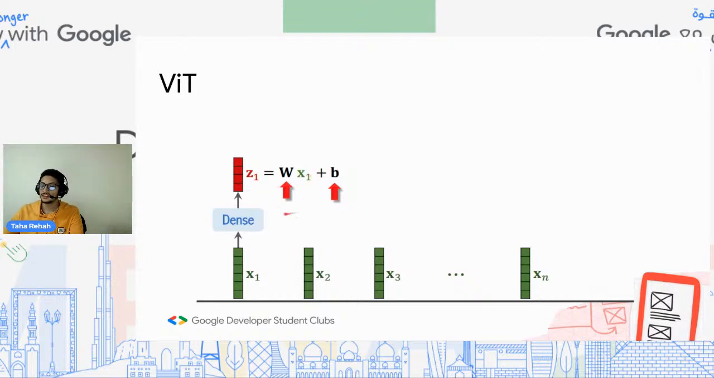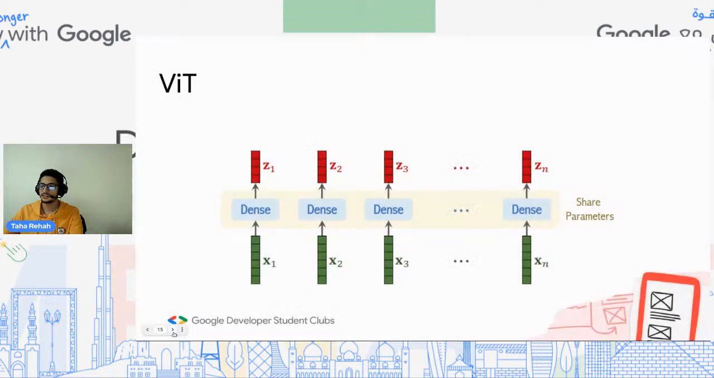So after we pass x1 through the dense layer, there will be a generation of some parameters, which are W and B, and I will have a new output vector called Z1. In the same way we calculate Z2, Z3, until Zn, so I have as many vectors as patches I have in the input, but they all share the same parameters.